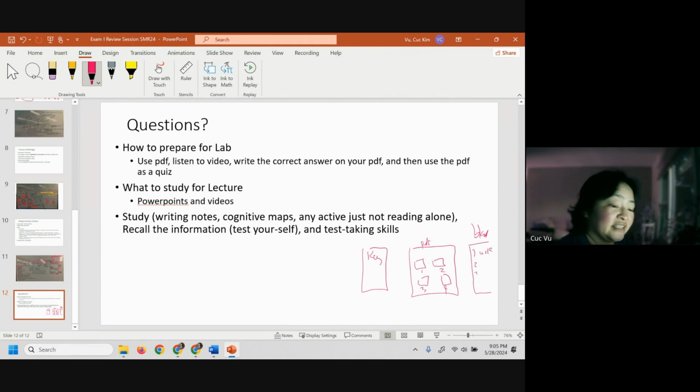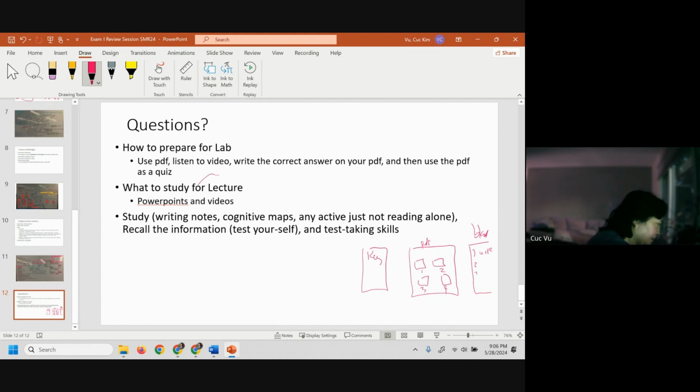Because that not only helps you to identify, but it also helps you to spell. Okay, it would suck if you knew it, but you spelled it wrong, and I had to take out half a point. So that's why it's really important to practice identifying and spelling it, and you can do it this way. Okay, so that's how you would prepare for the lab.